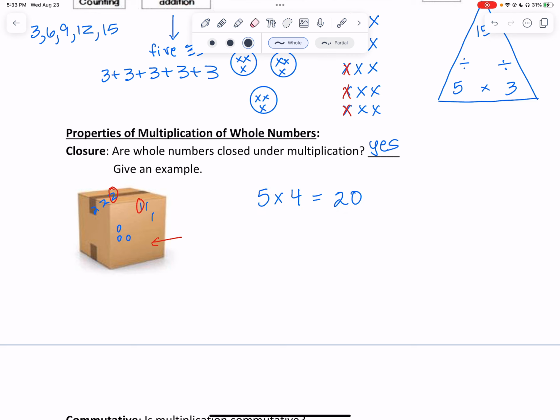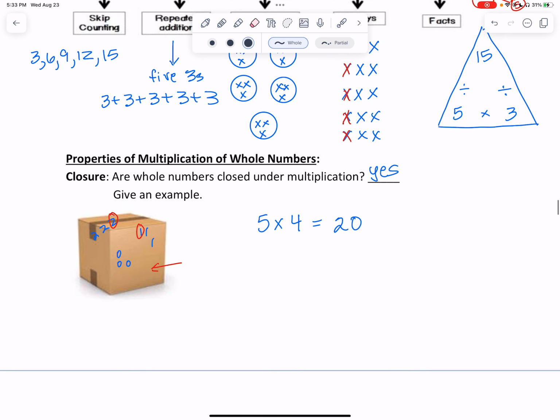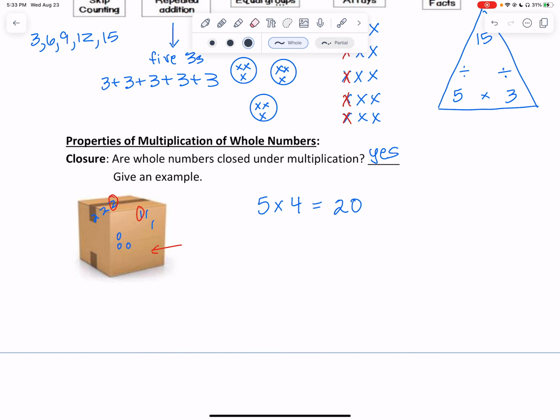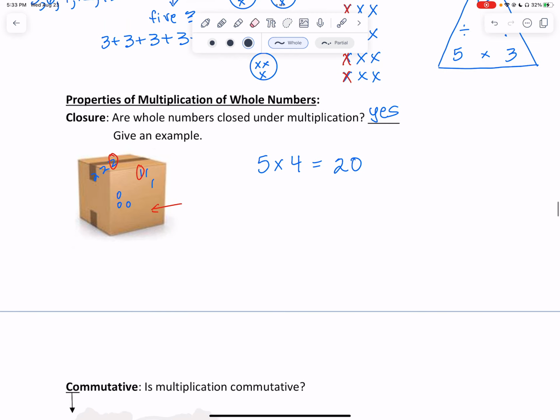So here's an example. I got a 5, I got a 4, multiply them together, I'm going to get 20, and that is in my box. Okay, so whole numbers are closed under multiplication. Remember, they were closed under addition. They were not closed under subtraction, but they are closed under multiplication.